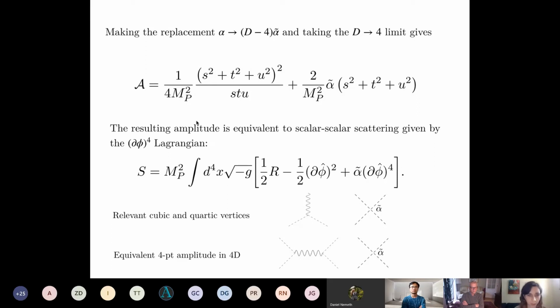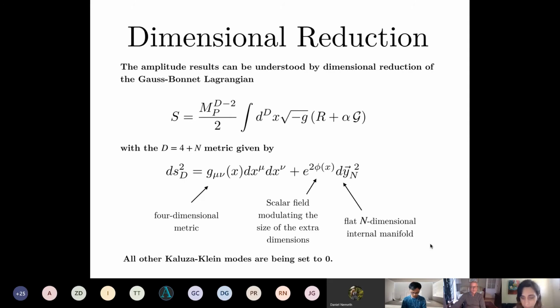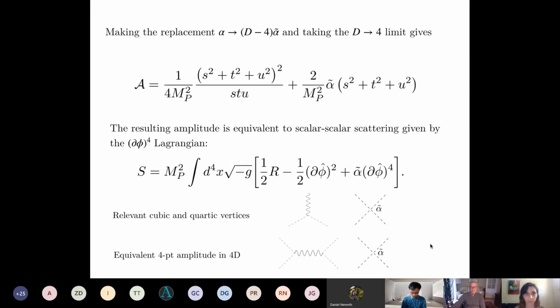And this amplitude is equivalent to scalar scattering given by the d phi to the 4 Lagrangian, which has an Einstein-Hilbert piece, a kinetic term, and then this d phi to the 4 piece. So the relevant cubic and quartic vertices look like this, and then the equivalent 4-point amplitude in 4 dimensions will look like this. Okay, so it seems kind of strange that, depending on what polarization we choose, we're getting all these different limits.